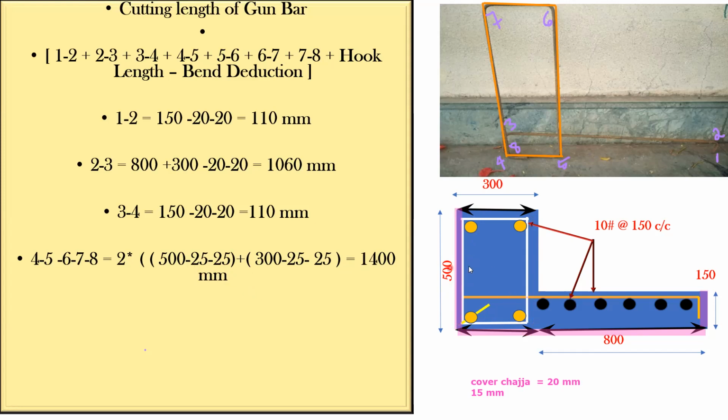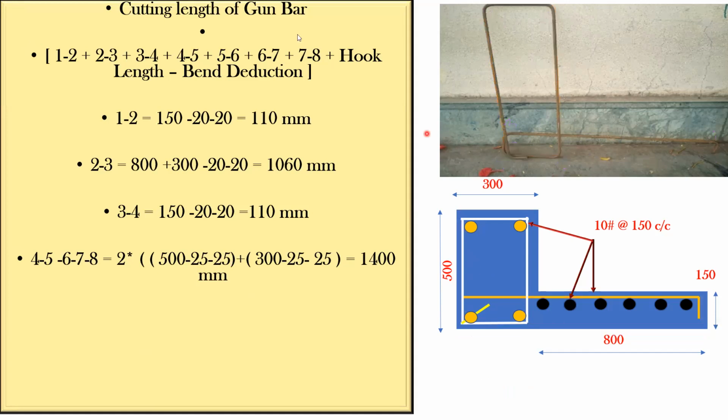So 25, 25 you can do. Only the depth part, this will be 25. And since this is coming in the Chajja portion, you can take 20 here instead of 25. But again, like I mentioned, it will not make any difference in 5 mm. So you can go with 25 each. Got it? Finish. So once you've done everything, we have got the complete cutting length.